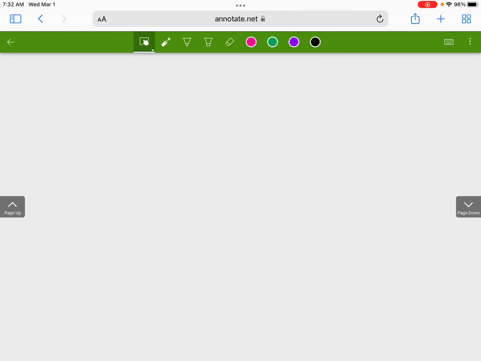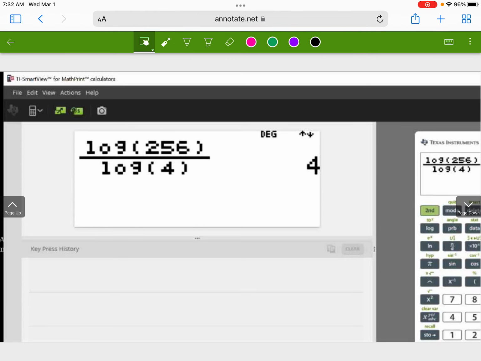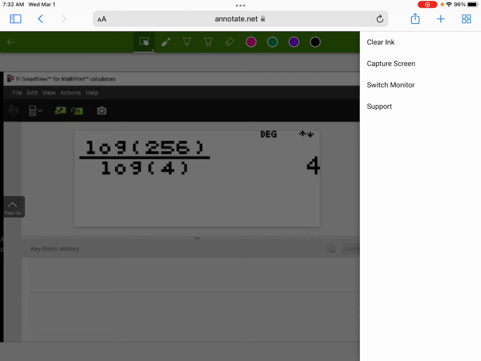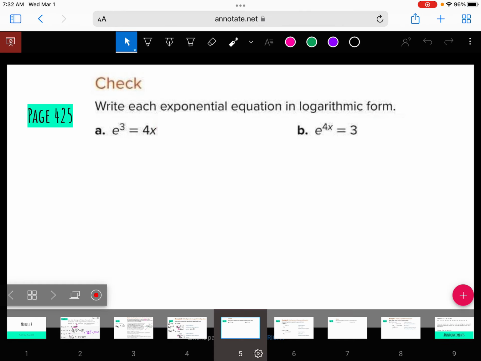Let me see if this is going to work for me now. No, it's still not working. Why is this still not working? iPad's being a jerk. Okay, so all we're supposed to do here is put these in log form. What did you guys get?